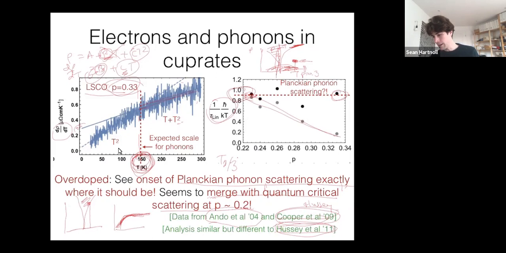But actually in the paper, we looked at some other data sets. I'm just showing one here because it's the most overdoped. But for some of the other ones, the noise is a lot smaller in the derivative, and I think a kink is really not unreasonable. It does look pretty kink-like. Maybe I'll try to dig it up later if you want.